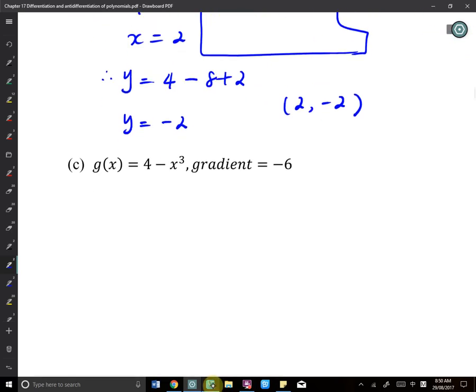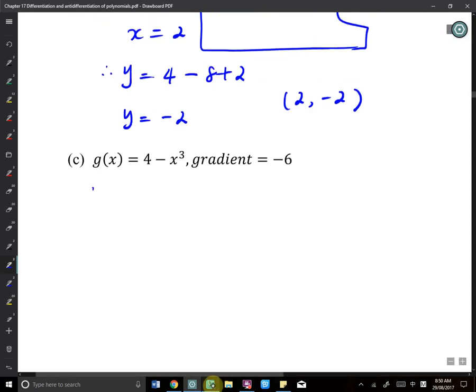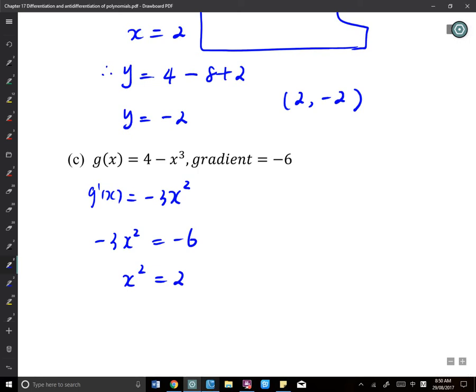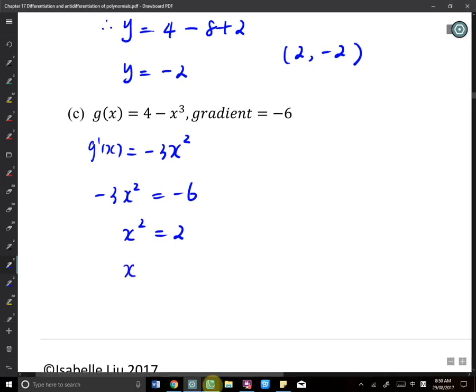Okay, last one. g dash x. That's a 0 minus 3x to the power of 2. I want the gradient to be negative 6. x squared needs to be 2. And then we have x equals to plus minus root 2.